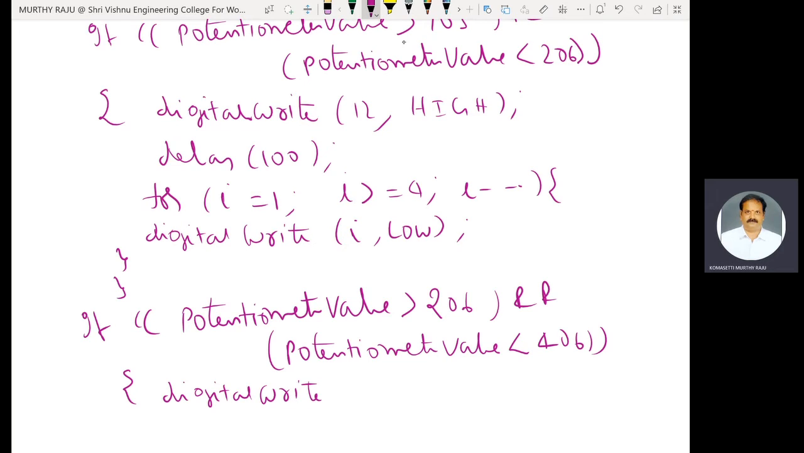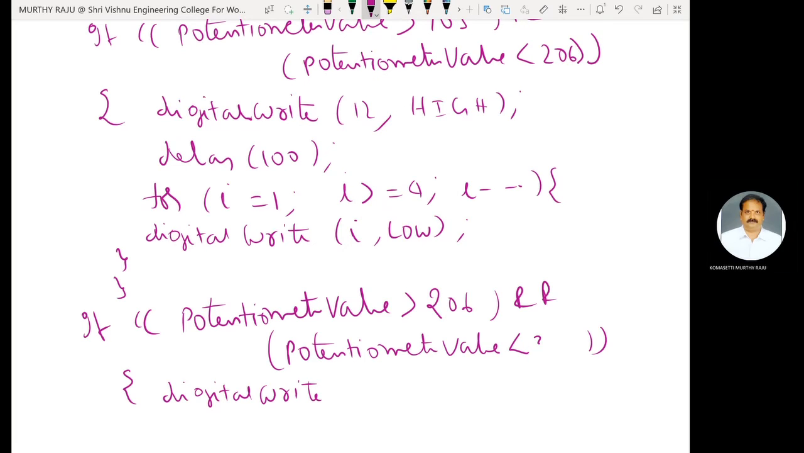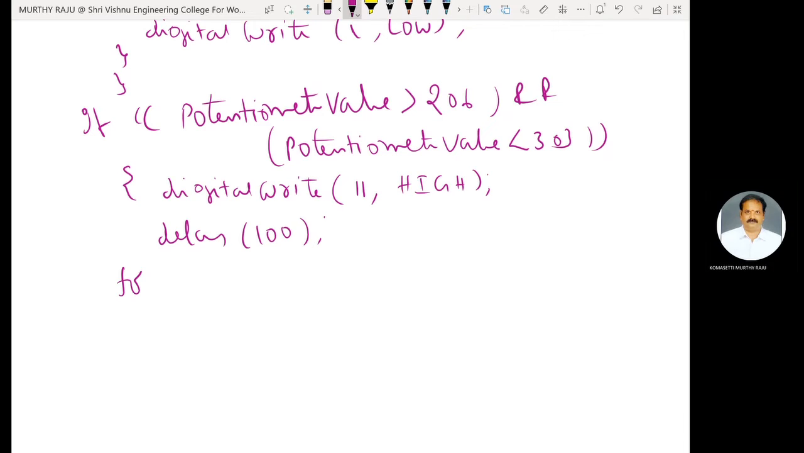Here the values are greater than 206 and less than, here some value is wrongly mentioned, 303 here, 303. Digital write, the 12th pin high is completed, the 3rd LED, the 11th pin is high. Delay 100 milliseconds.